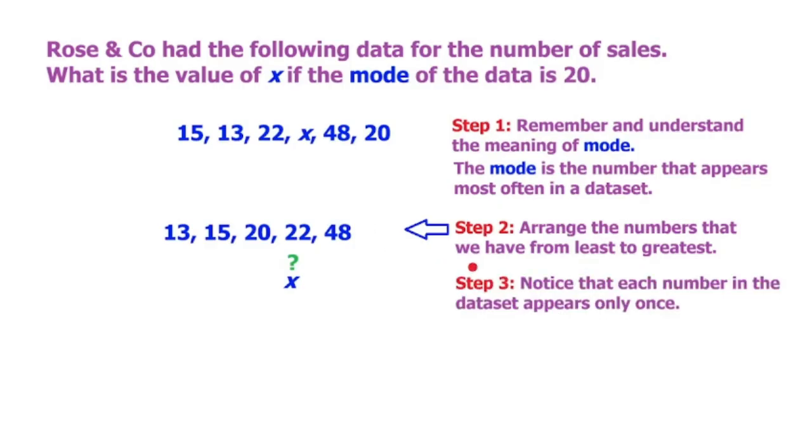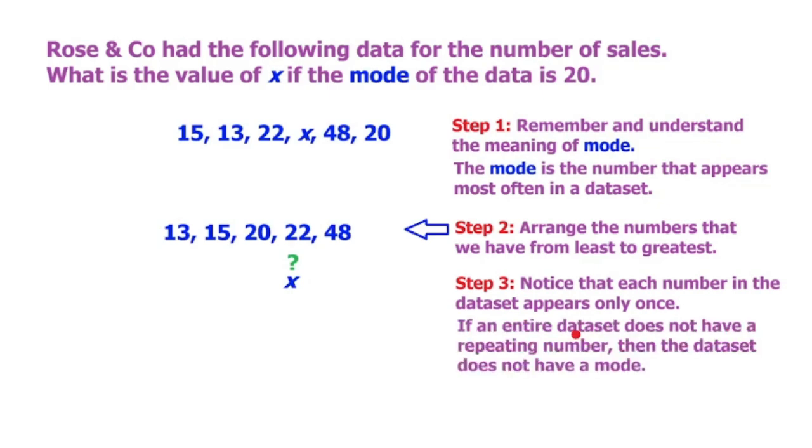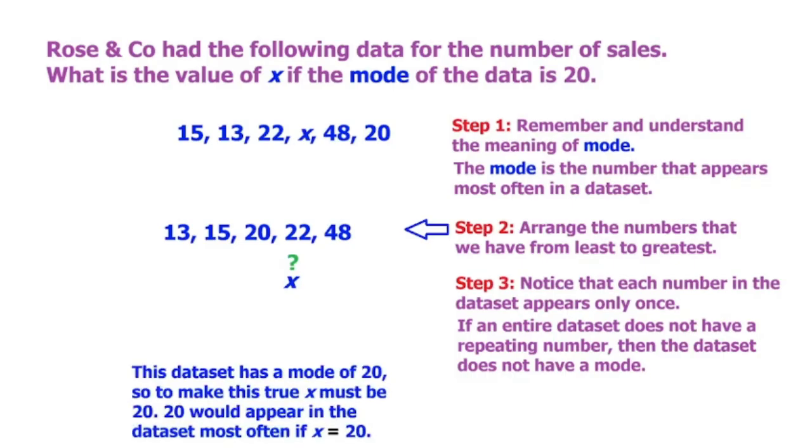So notice that each number in the data set so far appears only once. There's only one of each of these numbers. If an entire data set does not have a repeating number, then the data set does not have a mode. But here, the data set has a mode of 20. This problem told us there's a mode of 20.